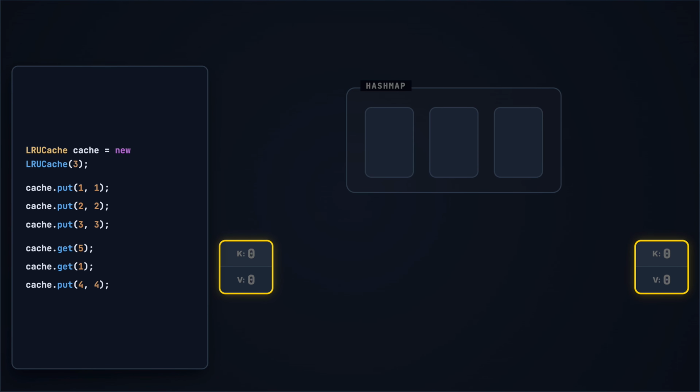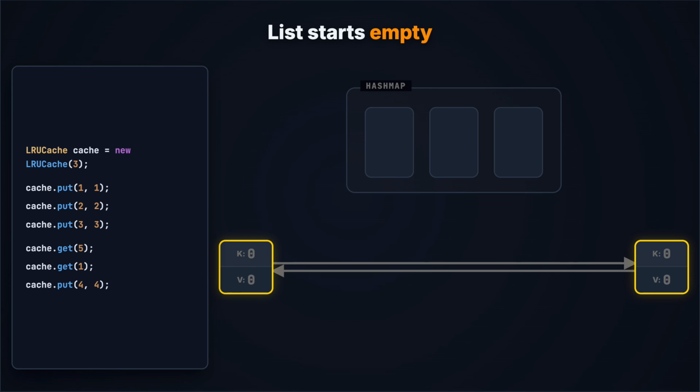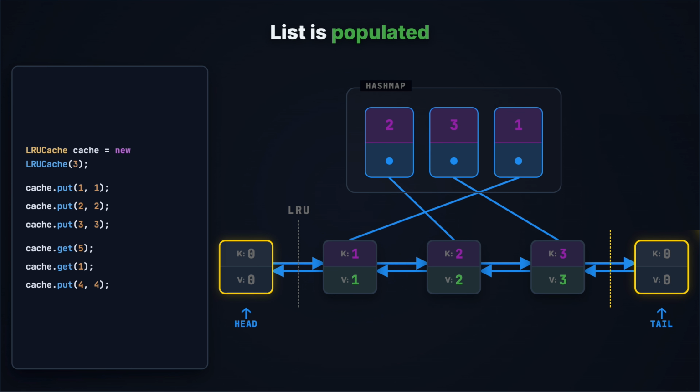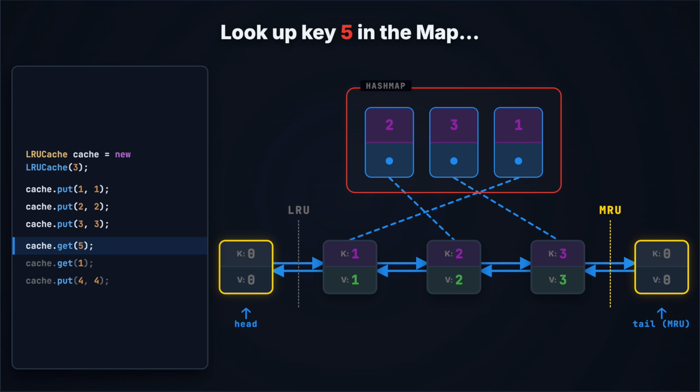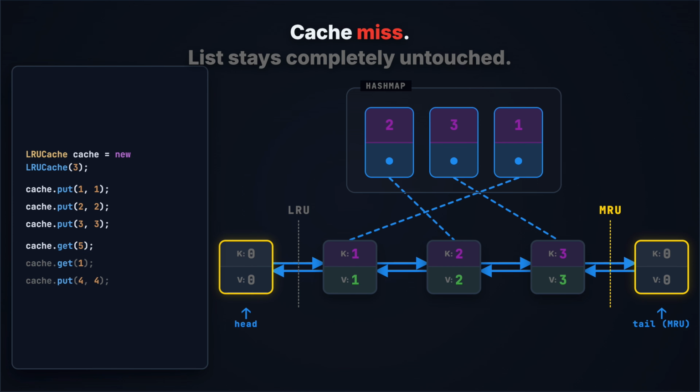Initially, before any keys exist, the list is empty. Head connects directly to tail, nothing in between. We already walked through inserting keys 1, 2 and 3 a moment ago, so let's fast forward past those and pick back up with the list already populated. Now, let's see how get works. On get of a key, if the key isn't in the map, like 5 here, which was never inserted, we return -1 immediately. No unlinking, no pointer work, the list doesn't move at all.